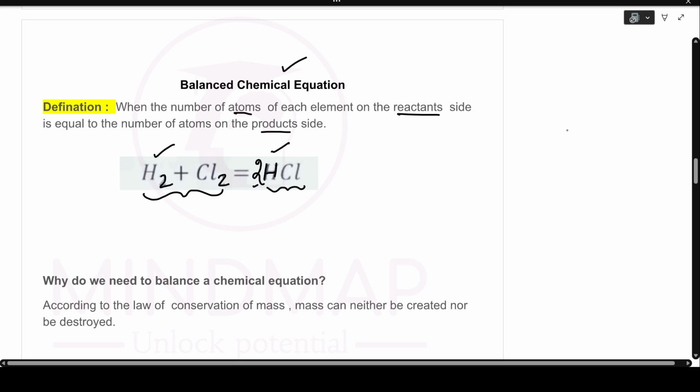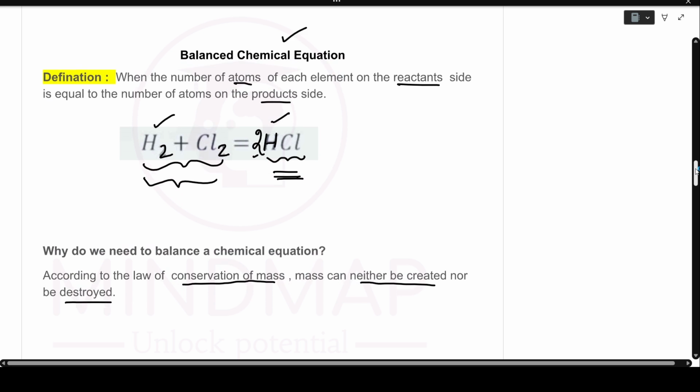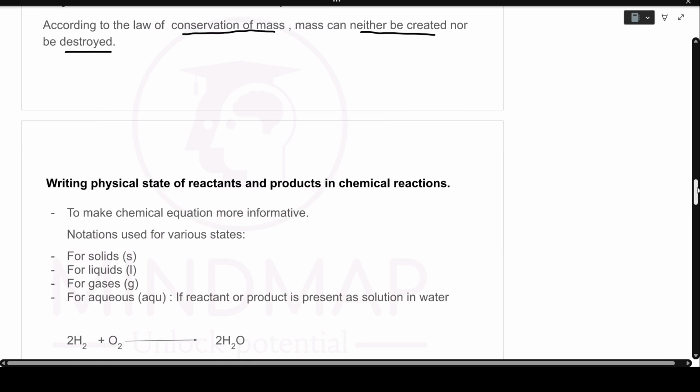Correct? Now the question arises: why do we need to balance a chemical equation? It is because according to the law of conservation of mass, mass can neither be created nor be destroyed. Right? So the mass on the reactant side should be equal to the mass on the product side. That's why you need to balance the chemical equation. Correct? Okay. Now let's practice.